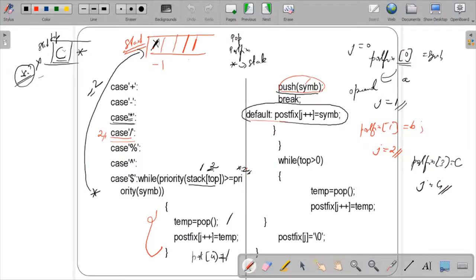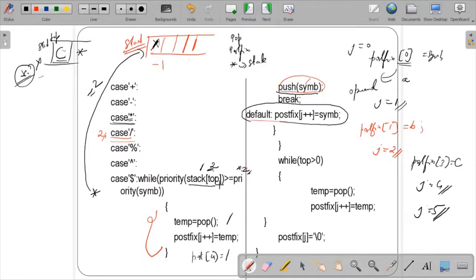Postfix of 4 is equal to division. Then, with that, the j value will be updated. What will be the j value now? J value will be 5 now. Once j is updated, postfix of 4 is equal to this, and the j value will be 5.